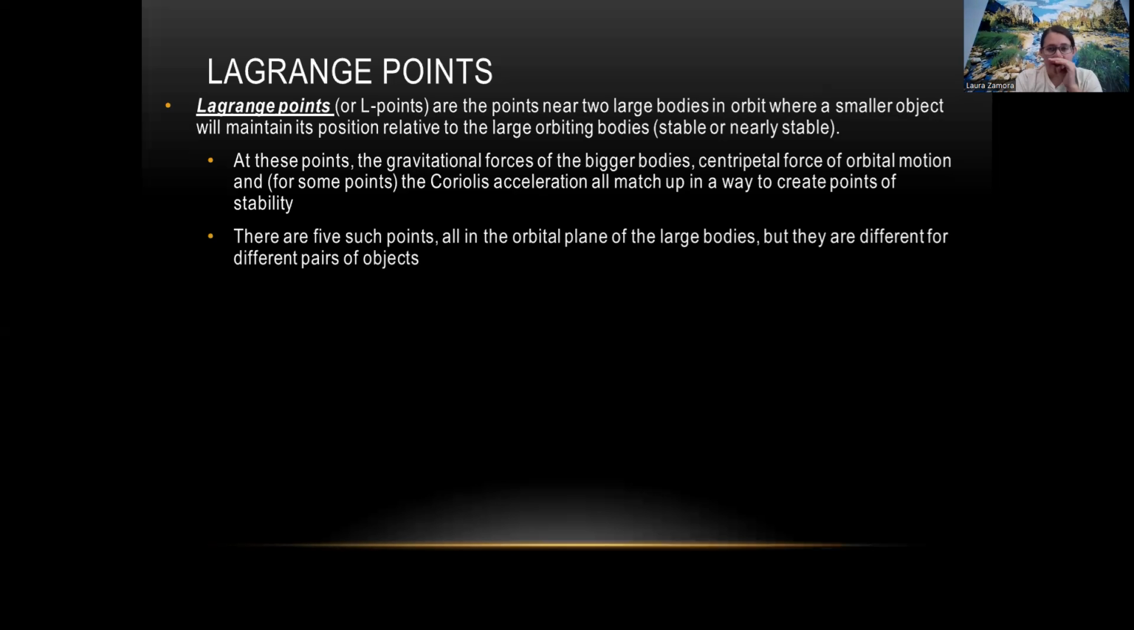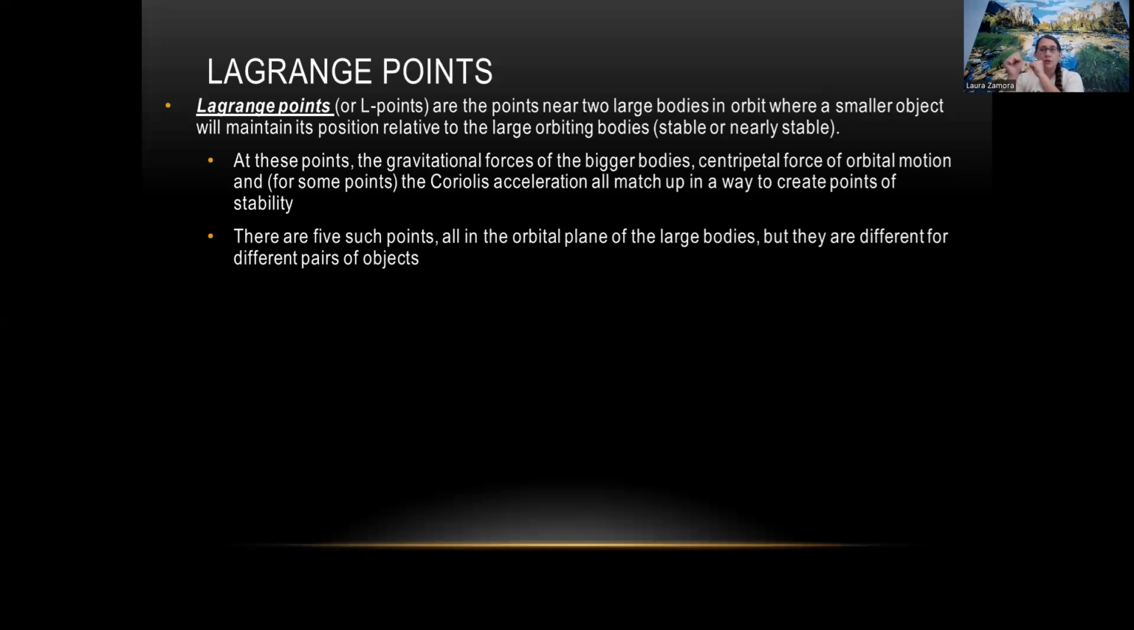And now in any system, there are 5 points where we get nearly stable or completely stable points, these Lagrange points. So they will all be within the plane of orbit, right? So if we have the sun and the earth here, these Lagrange points will be in this same kind of plane. But the locations will be different depending on different pairs of objects. So if you're considering the sun and the earth, the Lagrange points will be in a certain location.